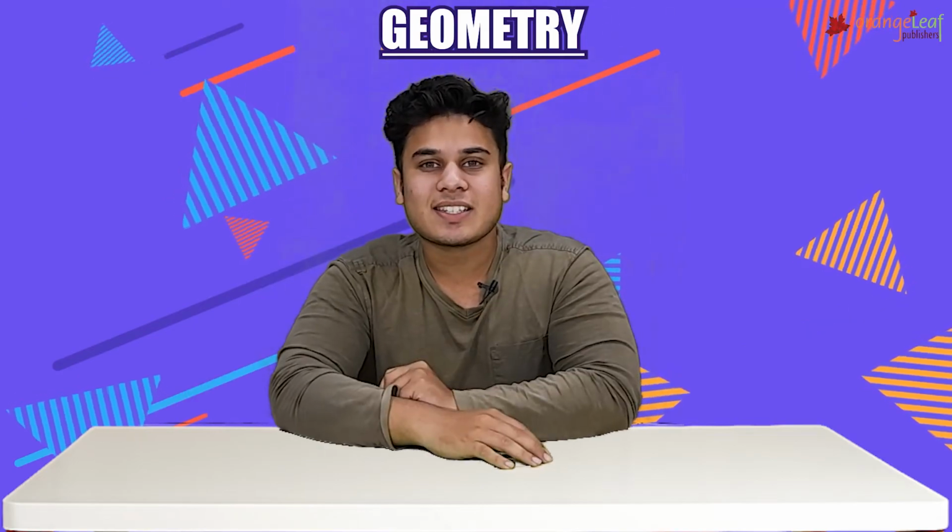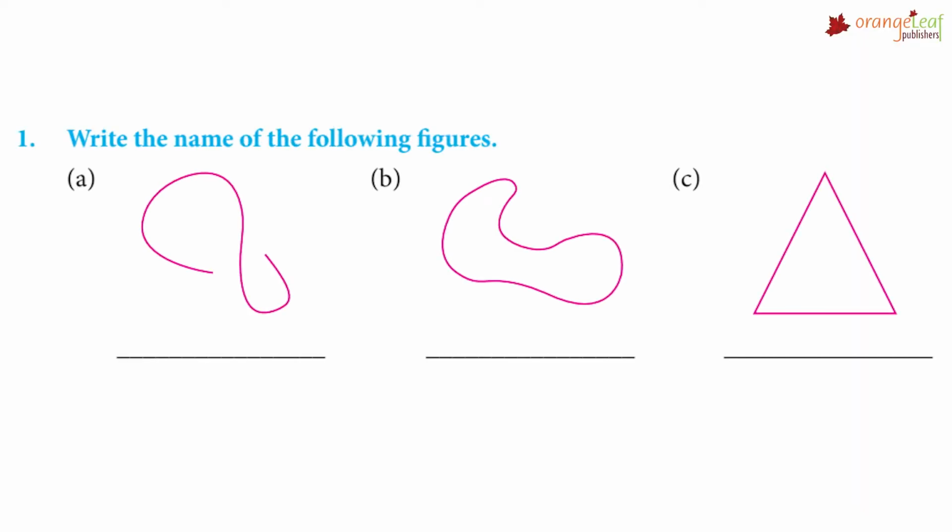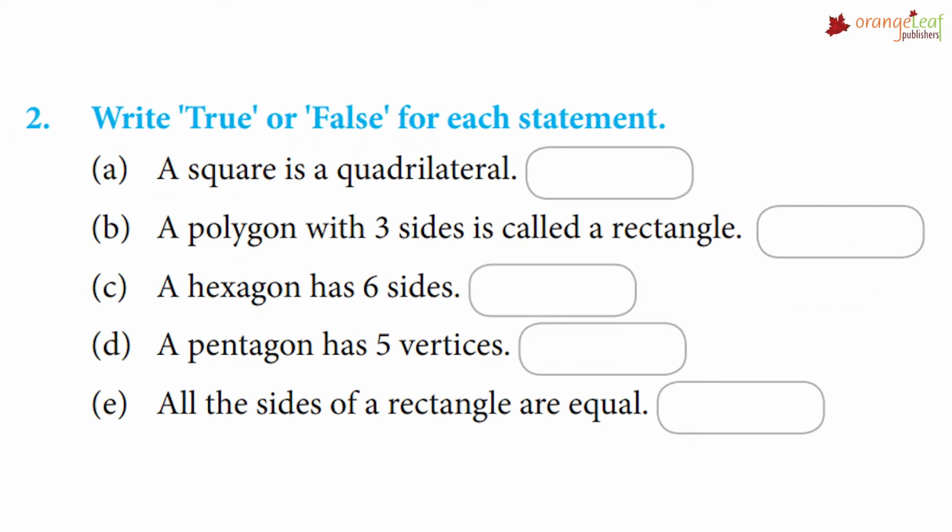Now I hope you understood that. Let's test it with an exercise. Let's write the name of the following figures. Here is an open curve. We now have to write true or false for the given statements. A square is a quadrilateral. True. A square is a special quadrilateral.